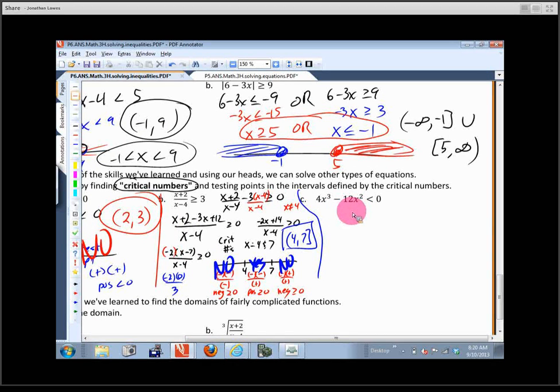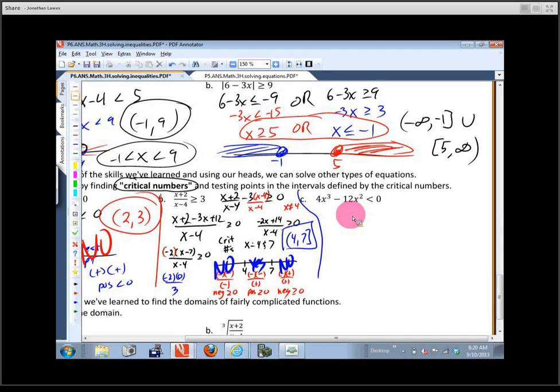Yeah, we could factor it. What could we take out? We can take out a 4. What else can we take out? X squared. If I take out a 4x squared, I'm left with an x and a -3, and that's compared to 0. It's got to be less than 0.